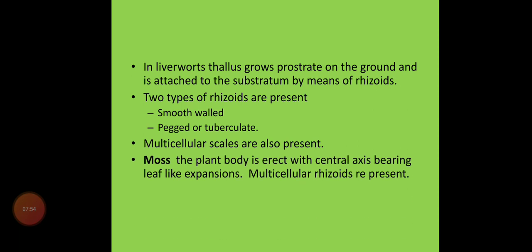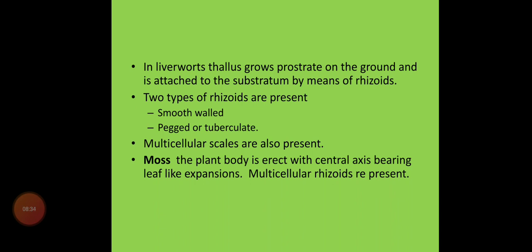Mosses grow erect with a central axis bearing a leaf-like expansion. In mosses, the plants look like a normal plant. Among the bryophytes, the mosses are the advanced ones. That's why they have the leaf-like structure, and the plants grow erect with a central axis, like a normal growing plant. Then multicellular rhizoids are present, which is one of the unique characters of mosses. In moss plants, the rhizoids are multicellular.